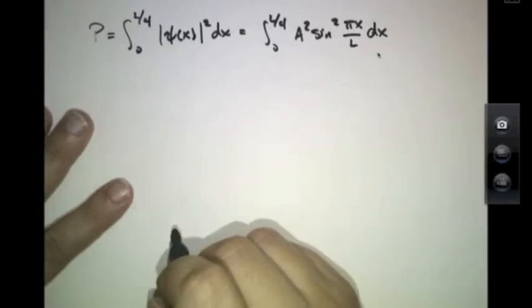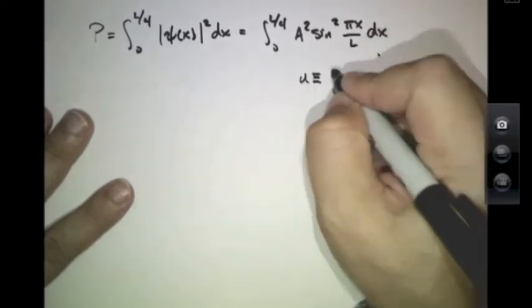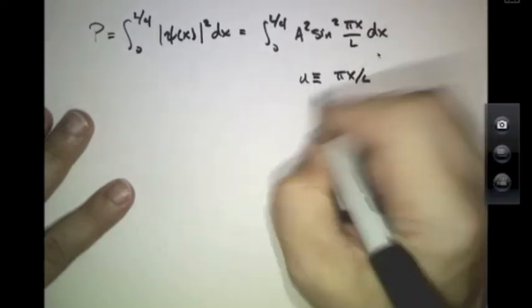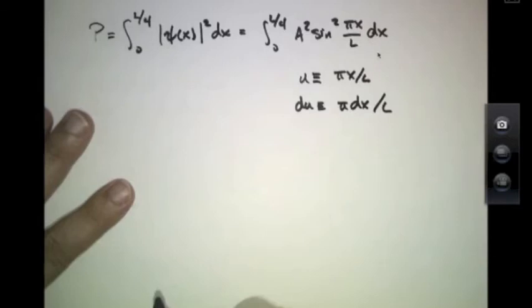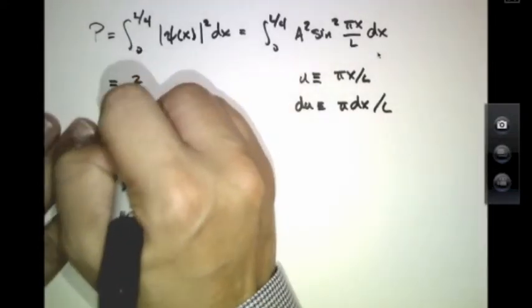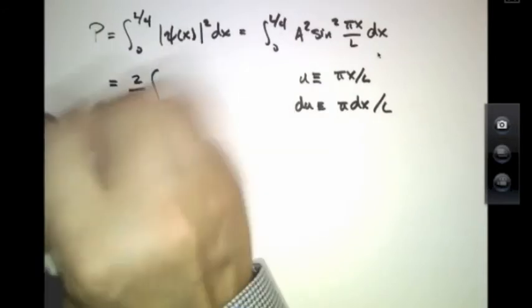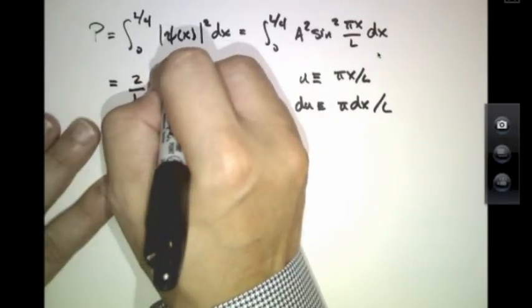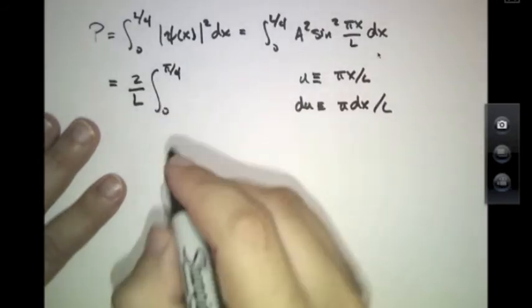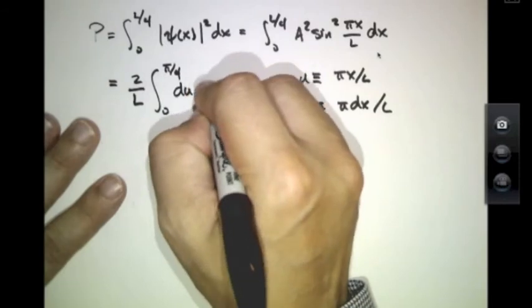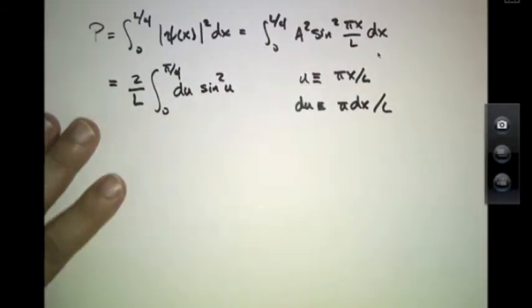And at this point, it's useful to do a substitution of variables. We will define u as pi x over L, du as pi dx over L, in which case our integral can be simplified just a little bit. I'm going to substitute in for a squared, that's 2 over L. Instead of the integral going from 0 to L over 4, for x, it's going to go from 0 to pi over 4 for du. So that's my integral once I've done that substitution of variables.